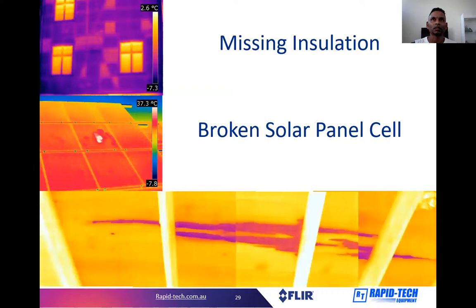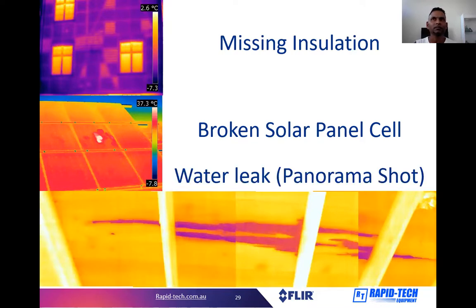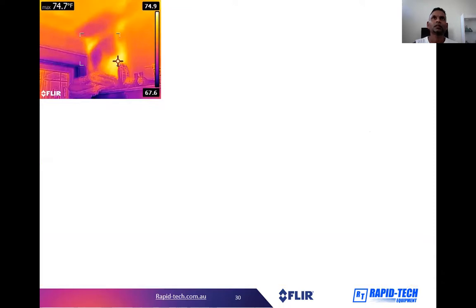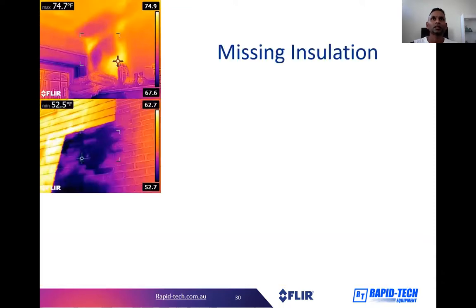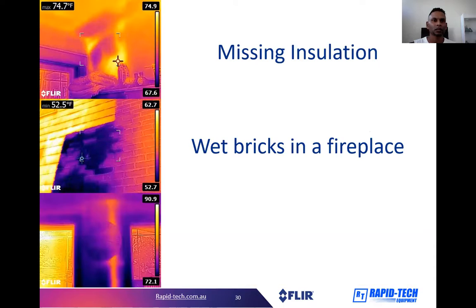Again, we're touching a bit on buildings, so missing insulation. Solar: the solar industry can use thermal cameras to look at damaged solar panels. Again, missing insulation. The second image is showing wet bricks. Obviously, you can see that.